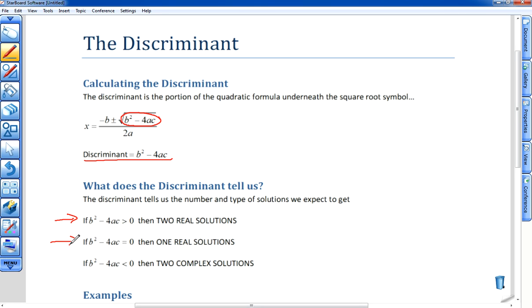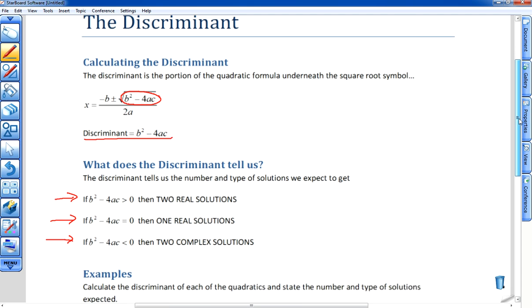The last case is if b squared minus 4ac is less than 0. In other words, negative. If you have a negative underneath a square root, we know that that produces complex solutions, and complex solutions in quadratics always come in pairs. So we would get two complex solutions if the discriminant was less than 0. Let's take a look at a few examples to illustrate this.